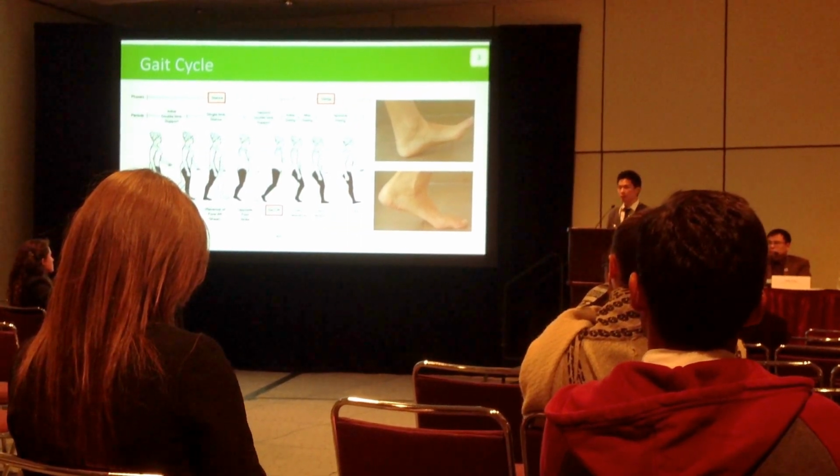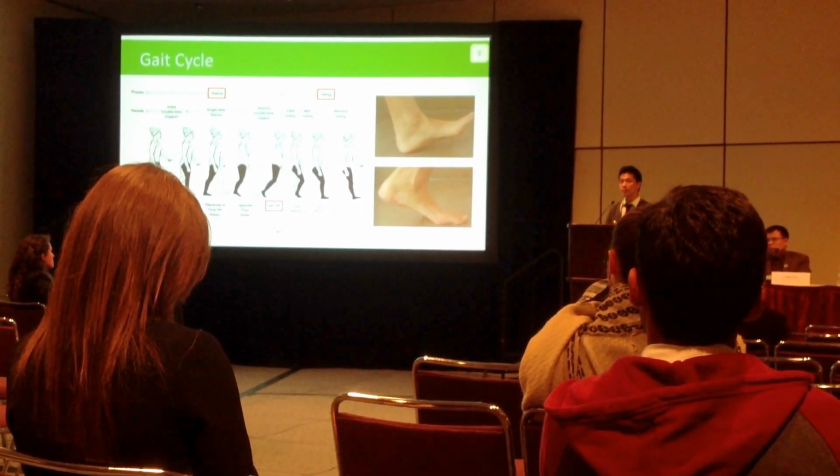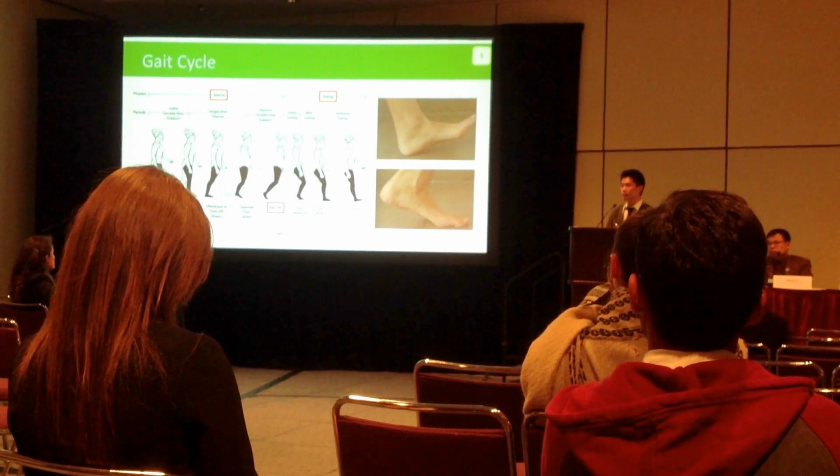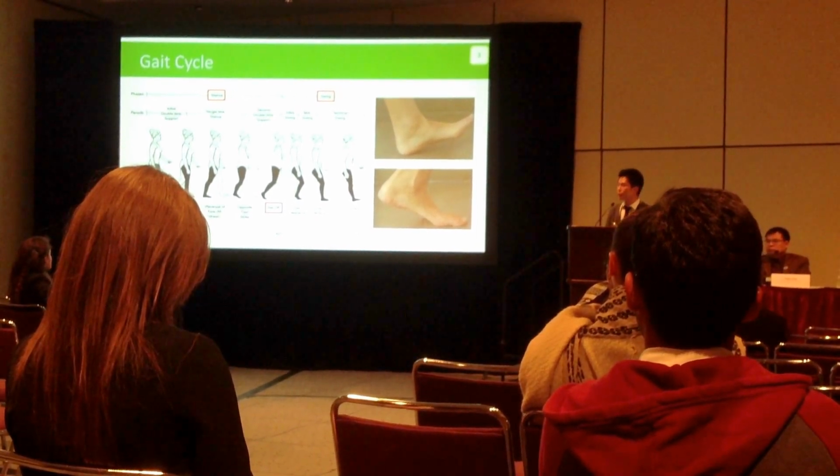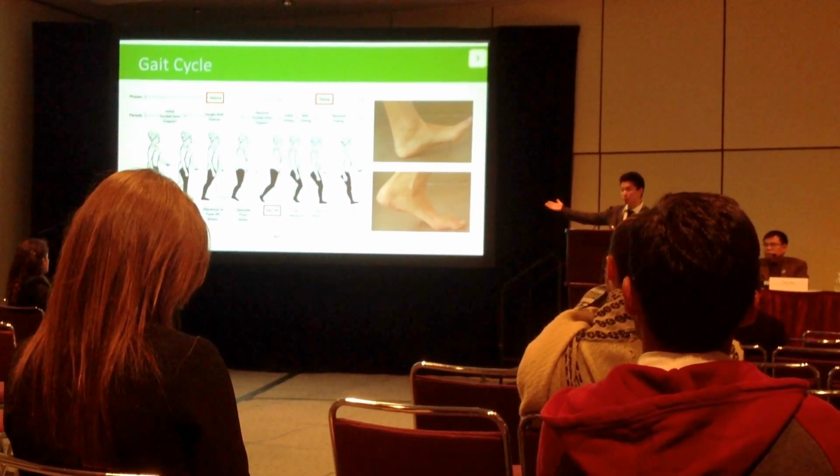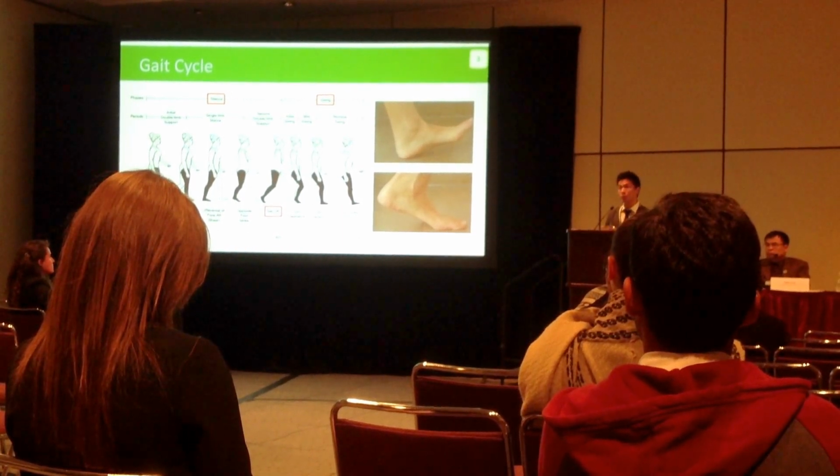Here's the diagram for a gait cycle. The gait cycle can be divided into two phases, which are the stance phase and the swing phase. The stance phase starts with heel strike, which is foot strike, and the swing phase starts with toe off.